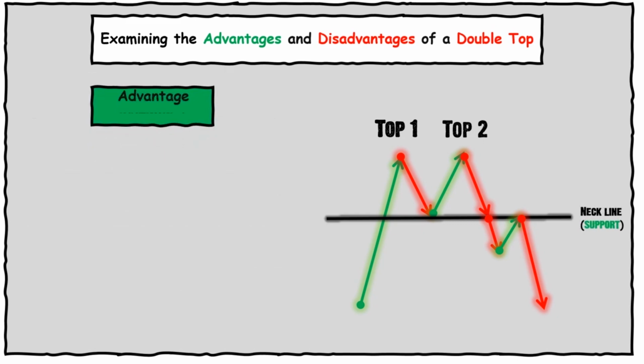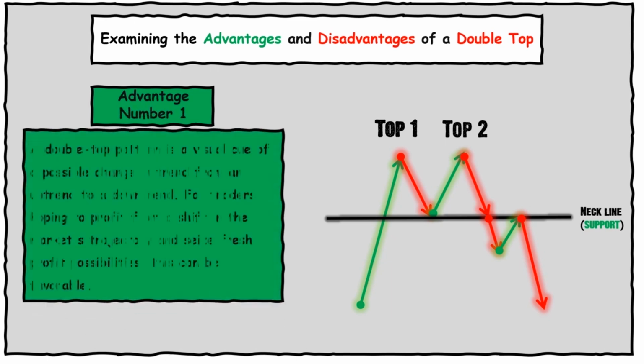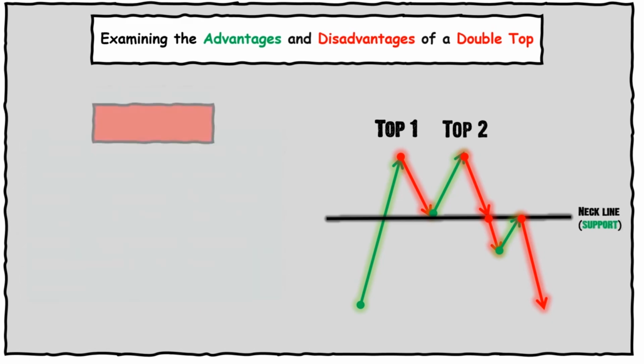Advantage number 1. A double top pattern is a visual cue of a possible change in trend from an uptrend to a downtrend. For traders hoping to profit from a shift in the market's trajectory and seize fresh profit possibilities, this can be favorable.